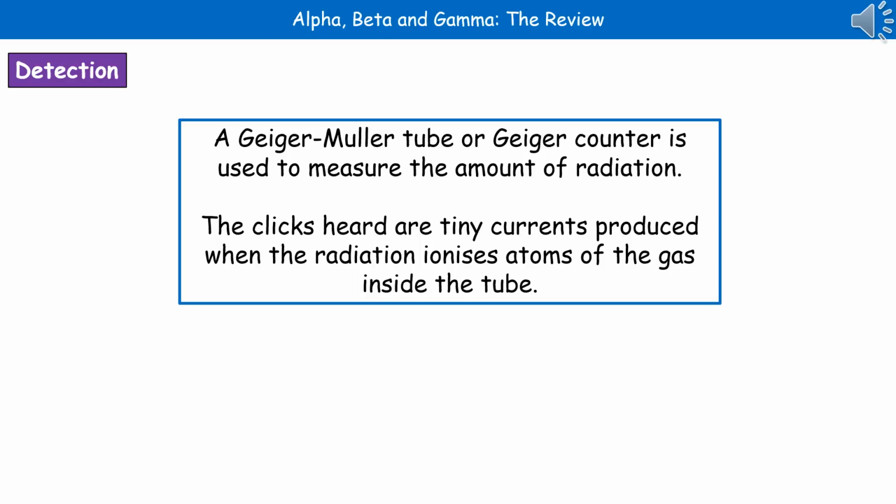When it comes to working out how much radiation is being given off by any particular item, then we use something called a Geiger-Müller tube or a Geiger counter. And what that actually does is we get these tiny clicks, and those clicks are actually tiny currents being produced when the radiation is ionizing atoms of the gas that's found within the tube itself. And obviously, if a lot of radiation is being emitted, then we'll have a lot of clicks, and therefore we know we've got a lot of radiation being given off.